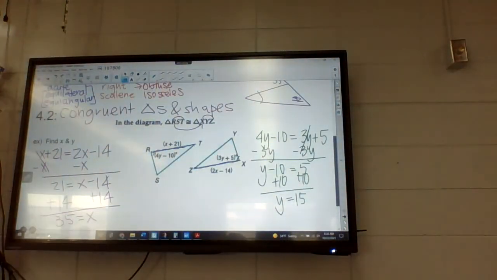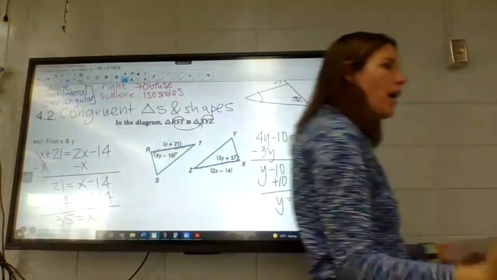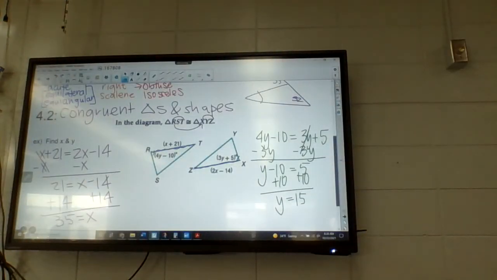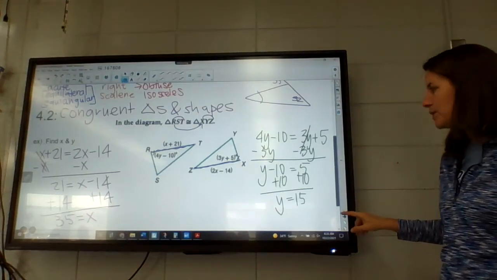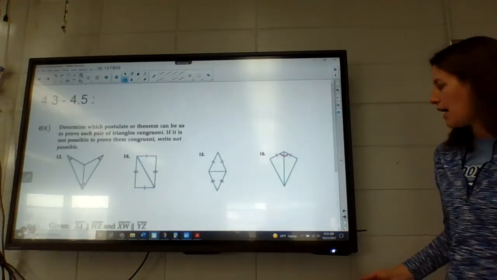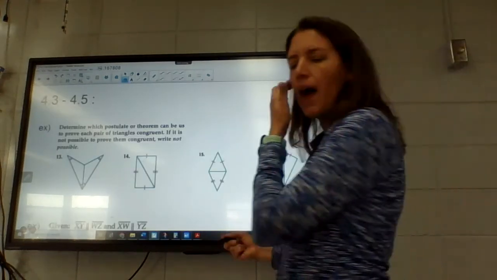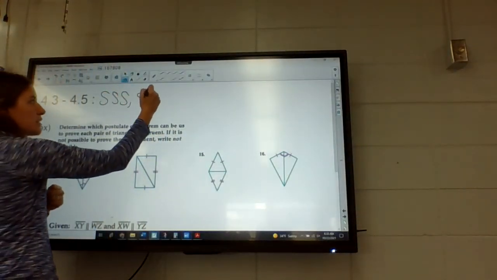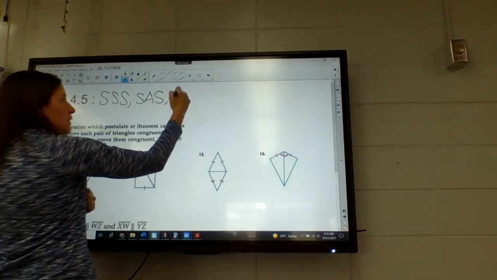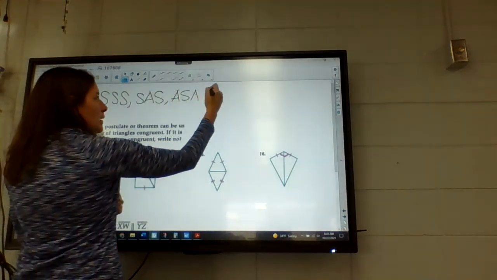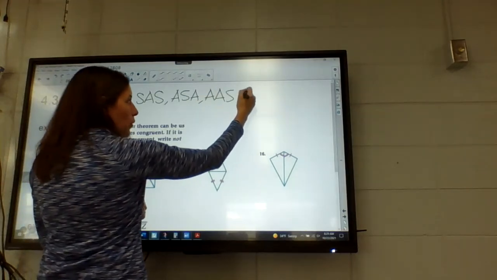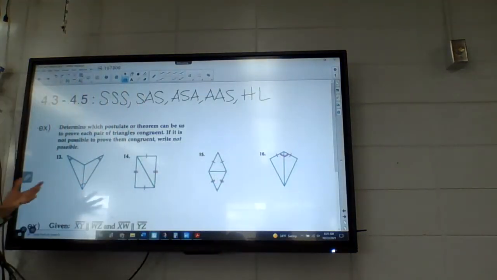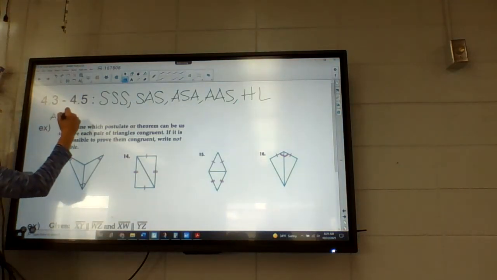Alright. The next sections, I actually have 4.3, 4.4, and 4.5 all together. The reason for that is I have a hard time separating them, because I think it's good for us to talk about how do we know all these different triangles are equal and all their different reasons we know that. So again, what we learned in these sections was all our different acronyms here. Now you have to be comfortable with which ones work and which ones don't. So these are the ones that work.